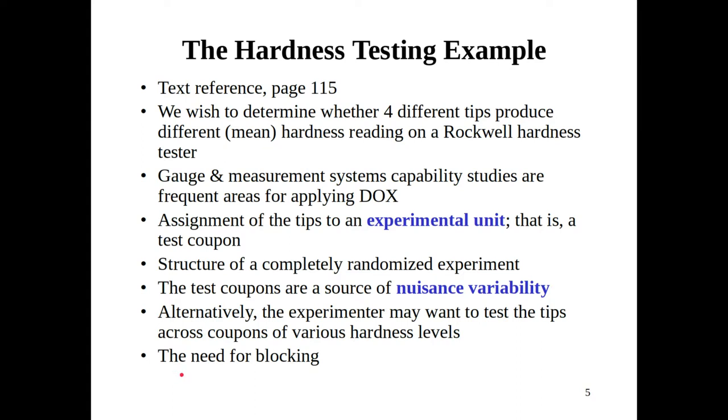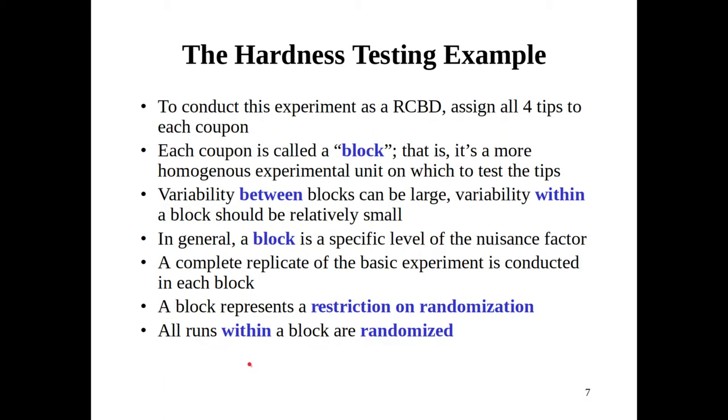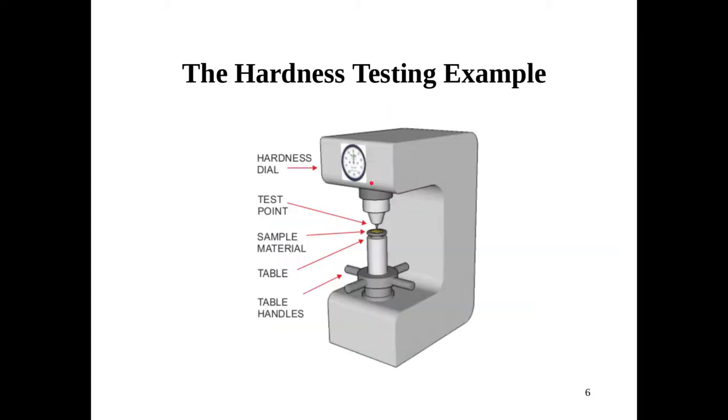So there is definitely a need for blocking this nuisance factor. There is a need for blocking the effect of test coupon variability on the hardness testing result. So we need to conduct this experiment as an RCBD, randomized complete block design. How can we do that? We can assign all four tips to each coupon. So each test coupon can be tested with all four tips, because one test coupon itself is a very homogeneous unit, right?